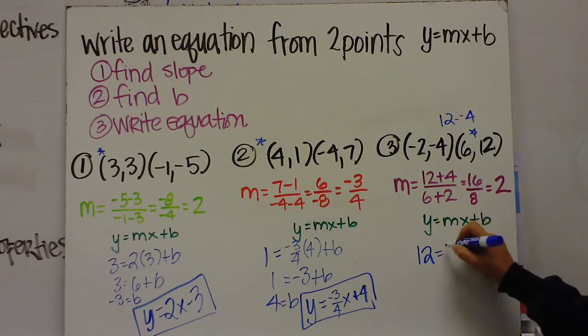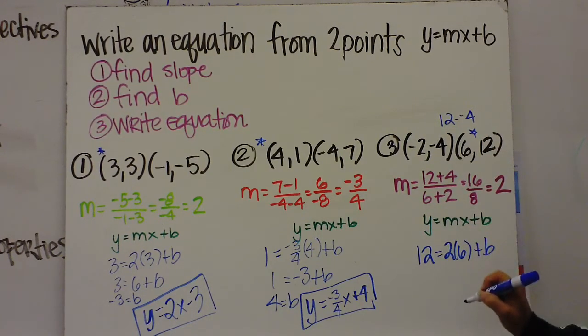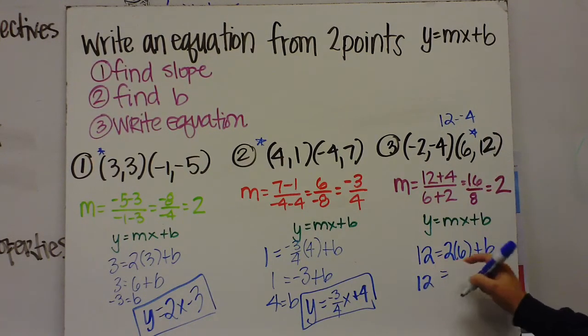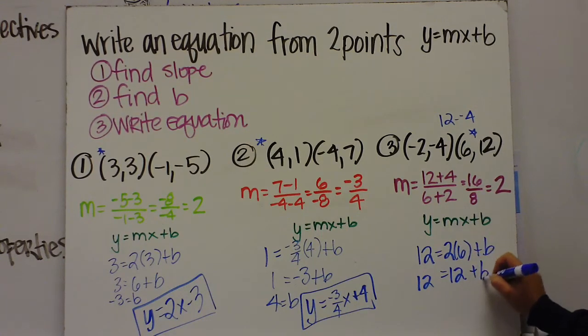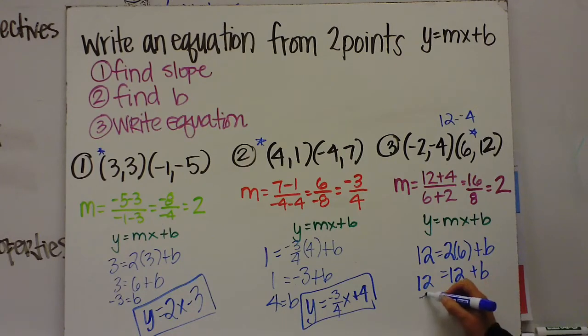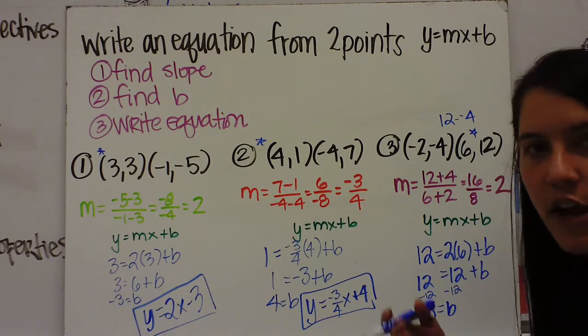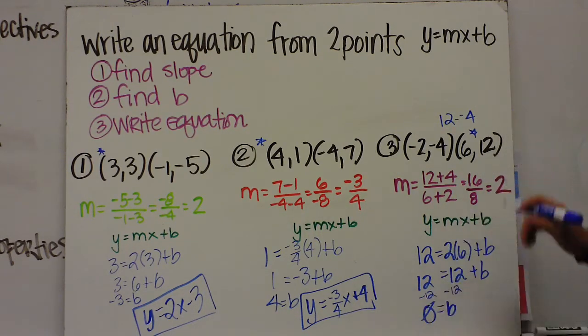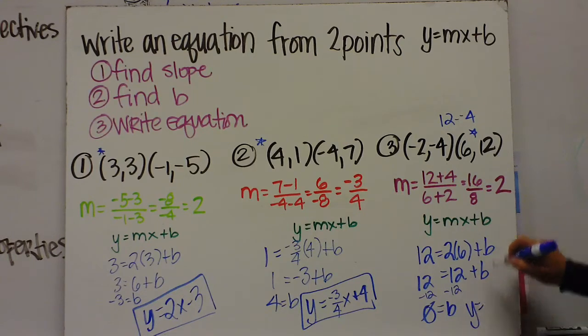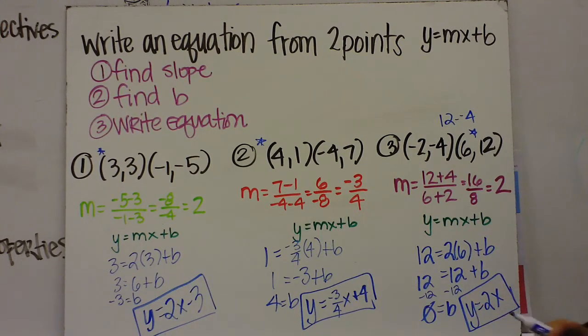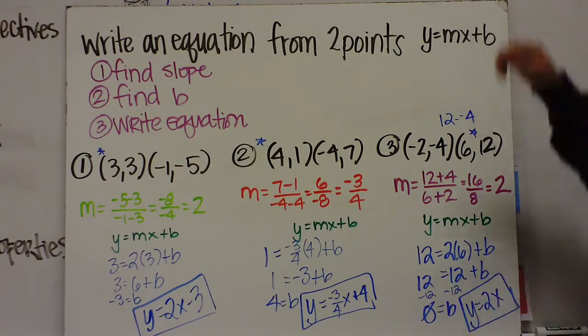12 equals m times 6 plus b. And we get 2 times 6 is 12. We're going to subtract 12 on this side, and we get b equals 0. So if b equals 0, then we're not going to write plus or minus b. So that means our equation is y equals 2x. All right?